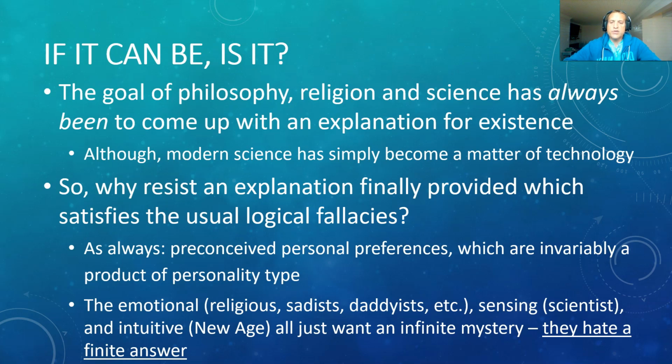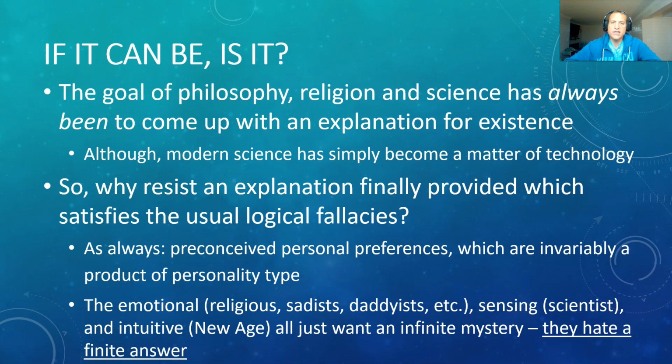And then you have the intuitive, the new age. So these are all just forms of infinite mystery. So the scientists want an infinite mystery. That's why they've come up with multiverse theory and randomness, because it's all just an infinite mystery. So they all want mystery. All these types seem to hate a finite answer.